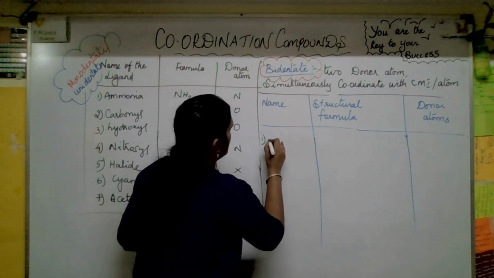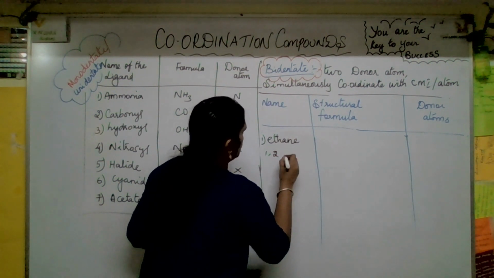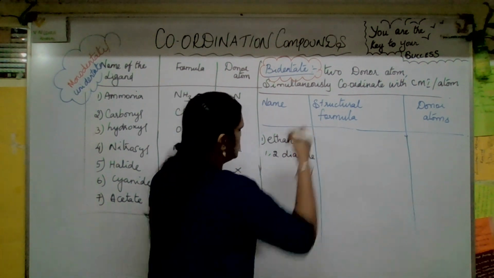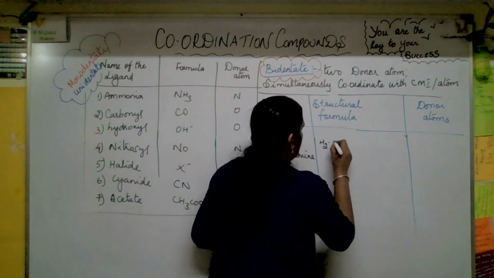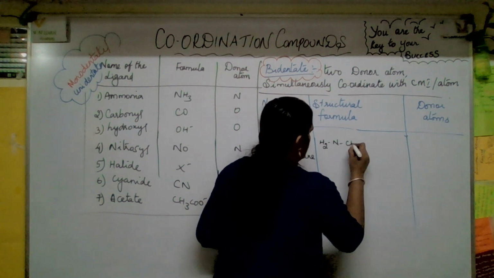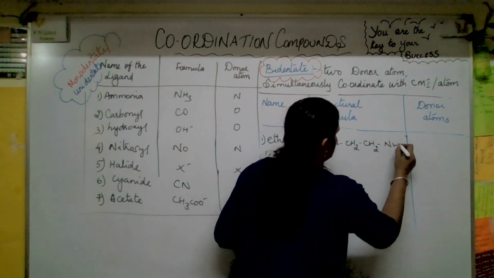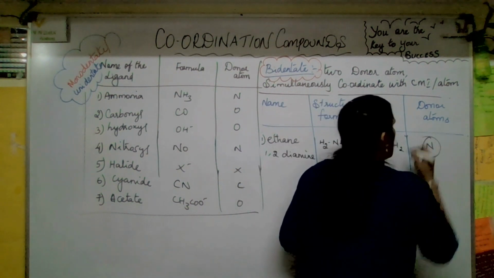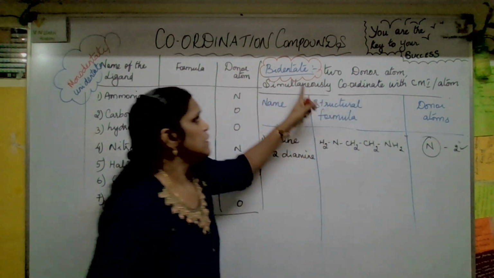Here the first one, ethane 1,2-diamine. This is the example. Structural formula: H2N CH2 CH2 NH2. Which is the donor atom? Nitrogen is the donor atom. How many donor atoms? Of course, two, because it is bidentate.